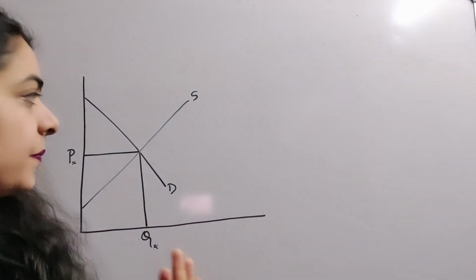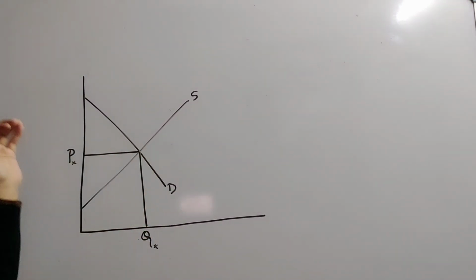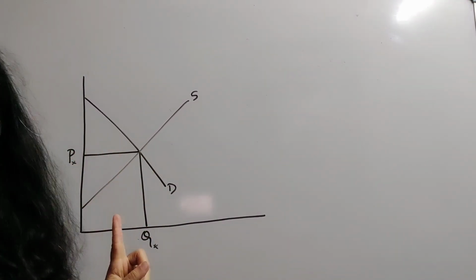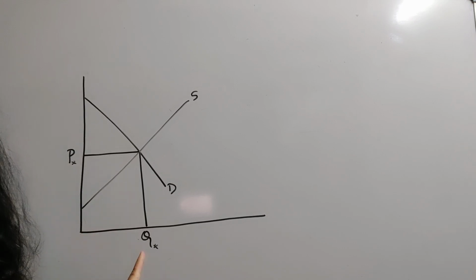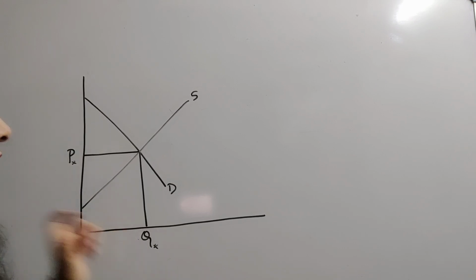And in today's video, I will explain how indirect tax affects the market and various stakeholders in the market, and how it leads to a welfare loss in the market. Here, as you can see in this diagram, in the absence of any indirect tax, P star represents the equilibrium price and Q star represents the equilibrium quantity.